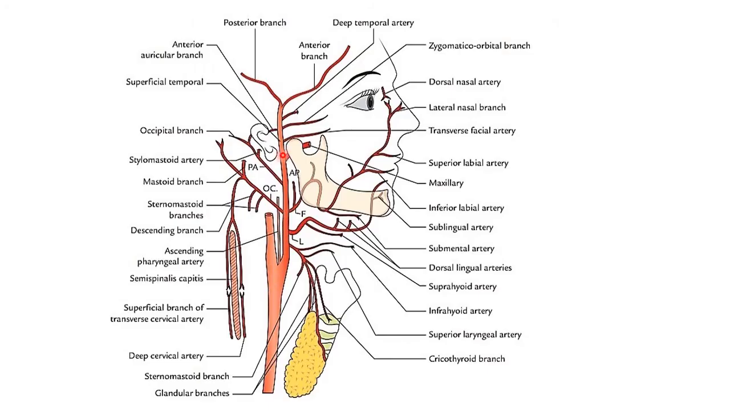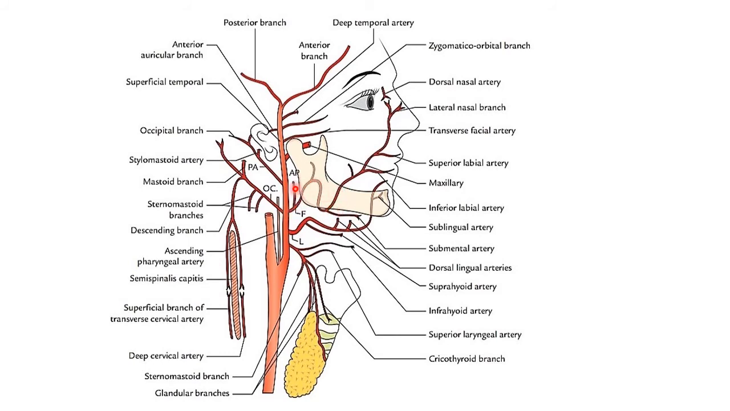This is the external carotid artery and these are its branches and these are their further branches. Let us discuss them. This is the superior thyroid artery, which gives out the infrahyoid artery, the superior laryngeal artery, the cricothyroid branch, the glandular arteries and the sternomastoid branch. This is the lingual artery, which loops upward and gives off the following branches: the suprahyoid artery, the dorsal lingual branches, and the sublingual artery. And then is the facial artery, which has loops in its course.